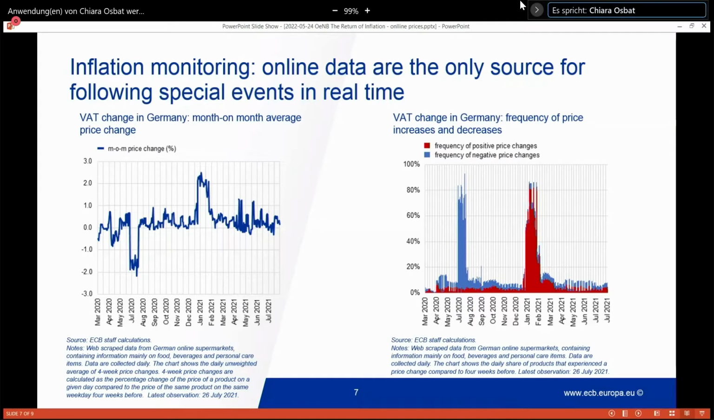So more by the frequency of price change than by the size of these price changes. And here on the right, you see the corresponding frequencies of price decreases in blue and price increases in red. And you see these huge spikes and this basically dominance of price decreases and price increases in the two occasions. Now, this was 2020, 2021, and indeed these were legacy data.